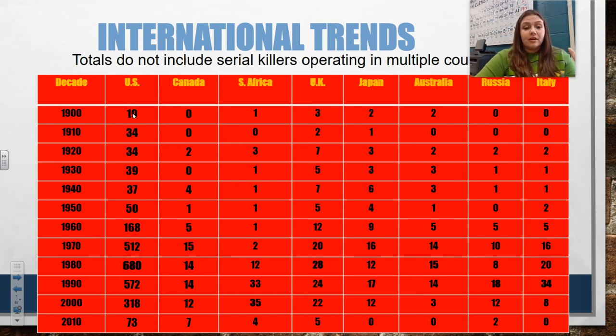And the United States is not only higher, it's by far higher. Look at 1980. Oh my gosh, 680. No one else even gets to 50. They don't get to 50. We have 680 in 1980 and then 572.